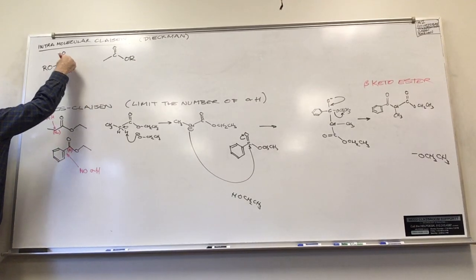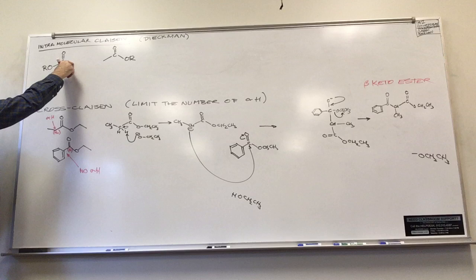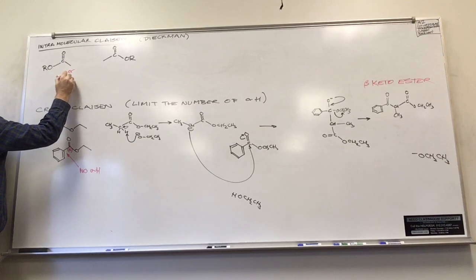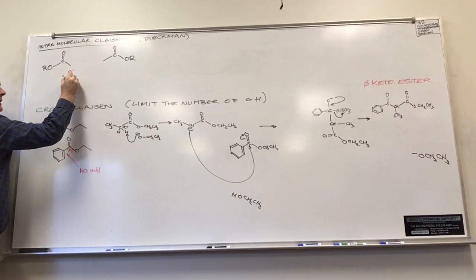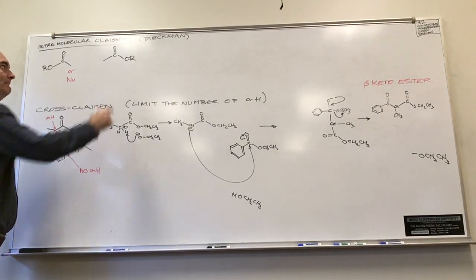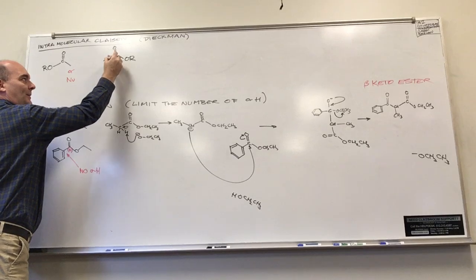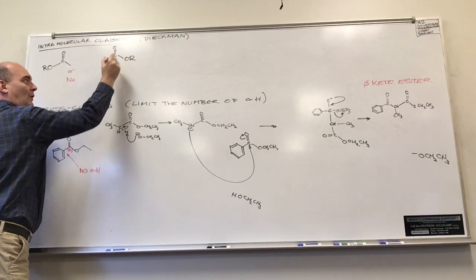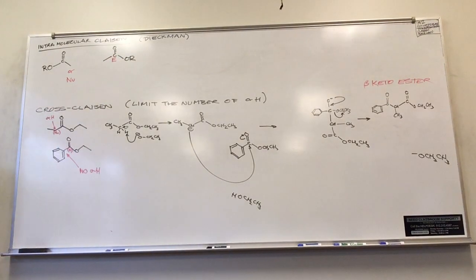Here's the alpha position to the left-handed ester right here. That alpha position is going to end up being my nucleophile. This carbonyl carbon is going to end up being my electrophile. I need the number of carbons in that part of the chain to either equal 5 or 6. That's the only way that this reaction will work.